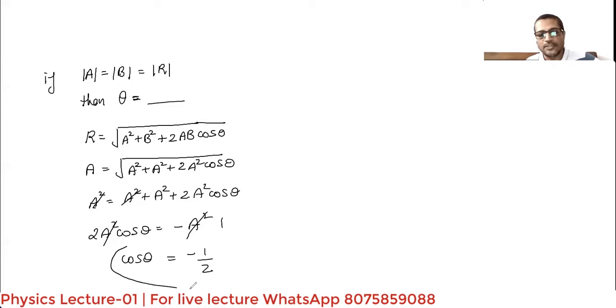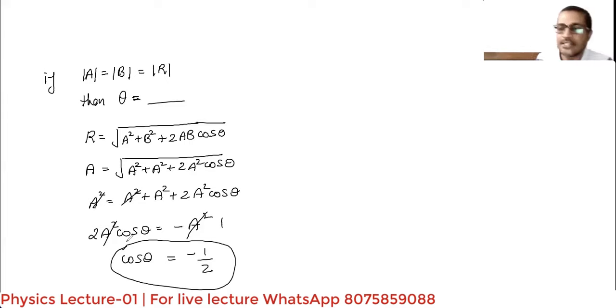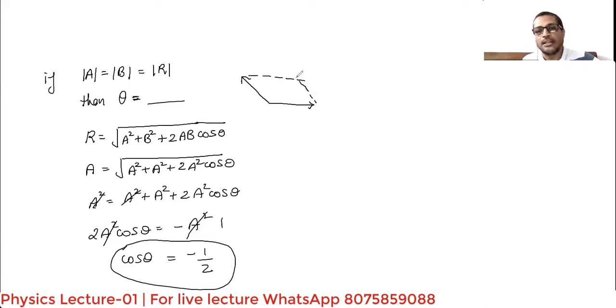For what value of theta is cos theta minus 1 by 2? Just a couple of minutes ago, I had told you that. 120 degrees. 180 is minus 1. 120 is minus 1 by 2. Therefore, if one vector is like this, another vector is like this, 120 degrees, then you draw the parallelogram like this, the resultant will also turn out to be of the same magnitude as that of A and B.